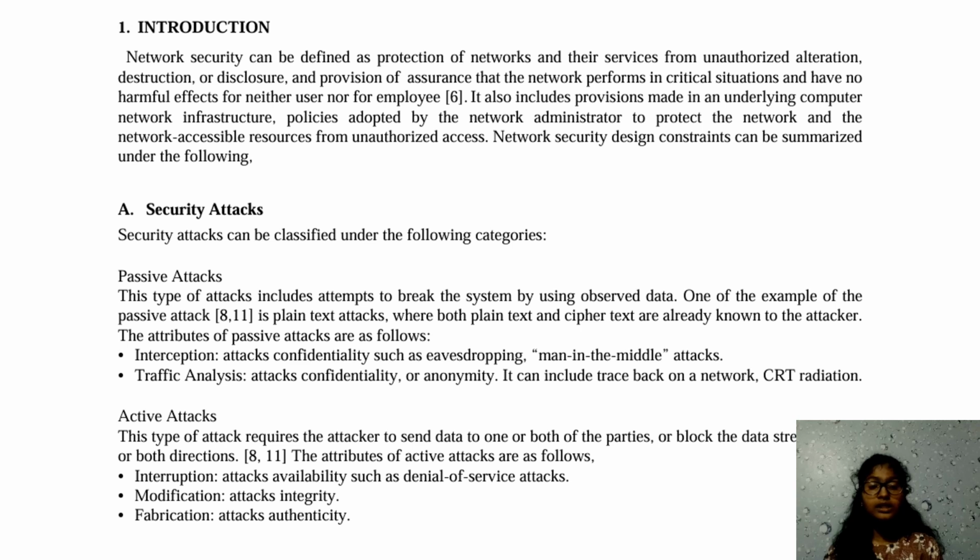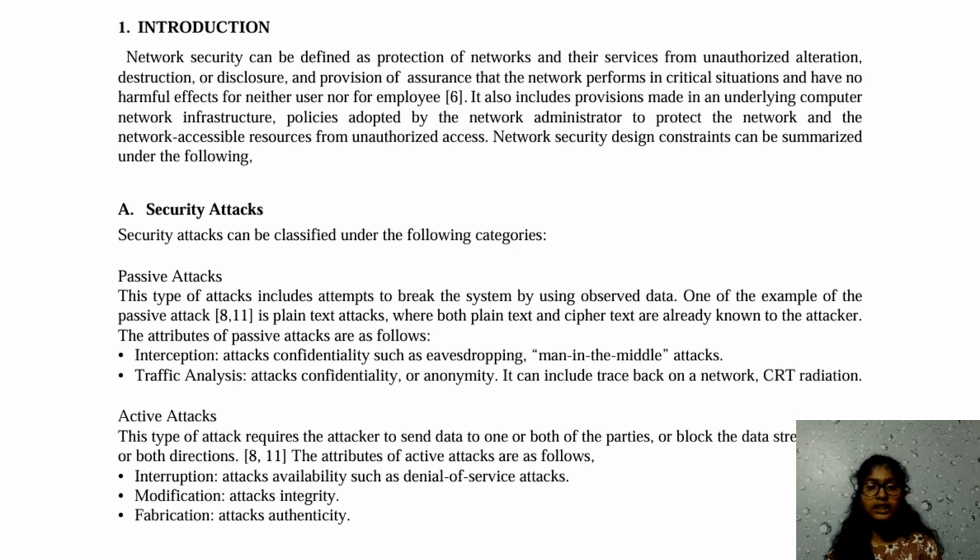Coming to network security attacks, they can be classified into passive attacks and active attacks. Passive attacks involve observing data without altering it. For example, we can take interception, which is eavesdropping or man in the middle attacks. And also traffic analysis is a passive attack, which means analyzing the patterns to infer sensitive data. Coming to active attacks, they involve sending or modifying data to compromise security.